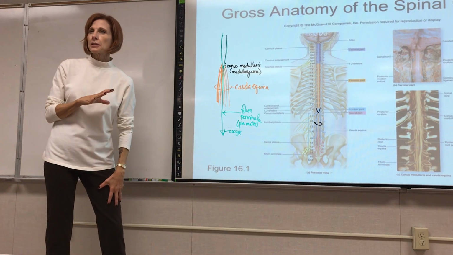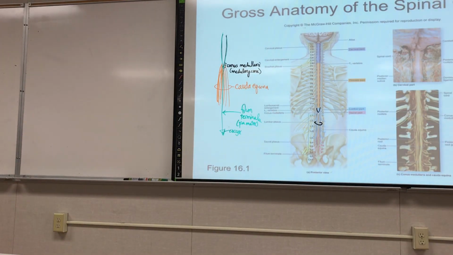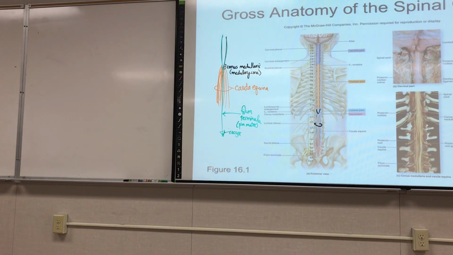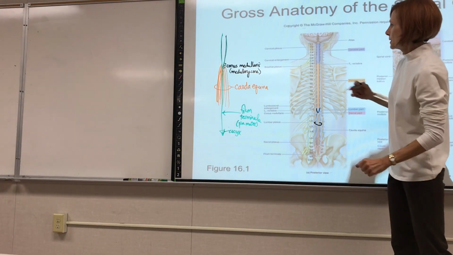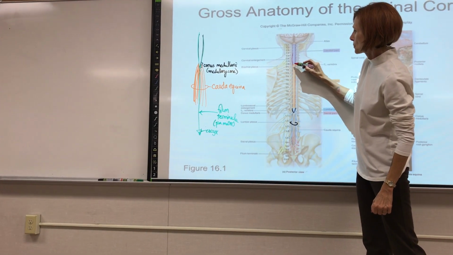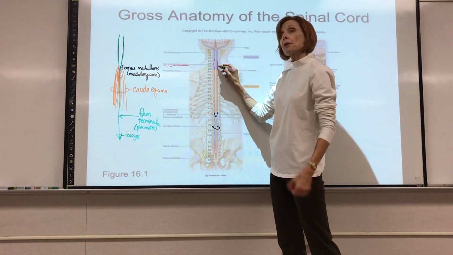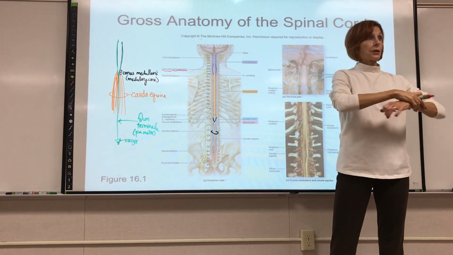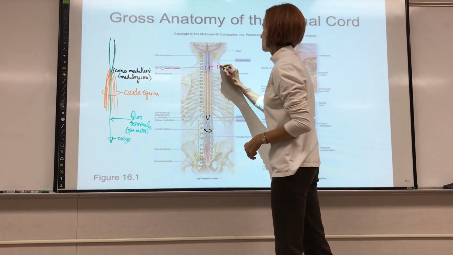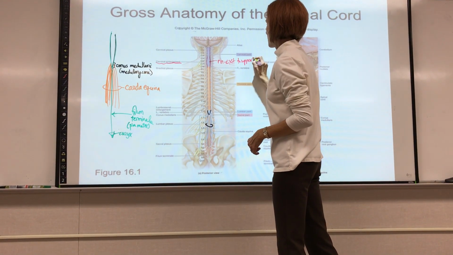A couple of other things that you can see here if you look at this diagram, and this is kind of subtle. There's a couple of subtle enlargements in the cord. They are called enlargements. There's one here in kind of the lower cervical region. This is called the cervical enlargement. This is where there are nerves exiting the cord that will go out to the upper extremity. Okay, so nerves exit to the upper extremity.